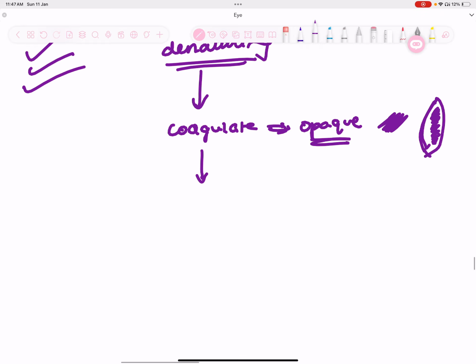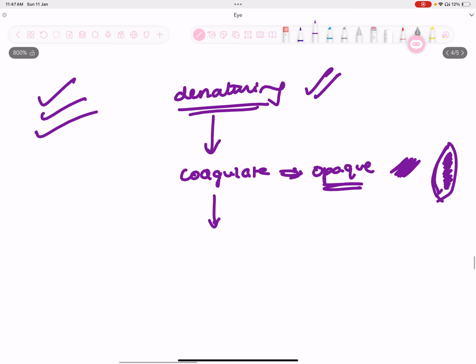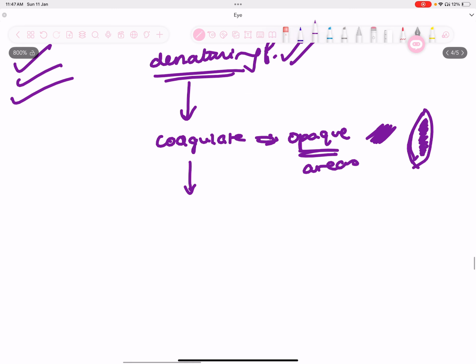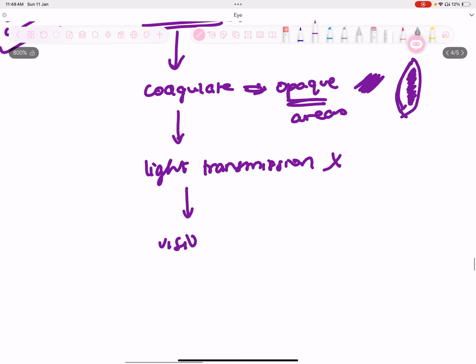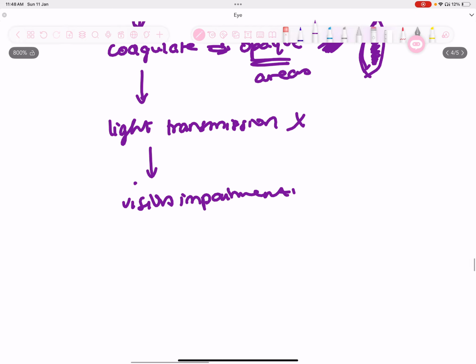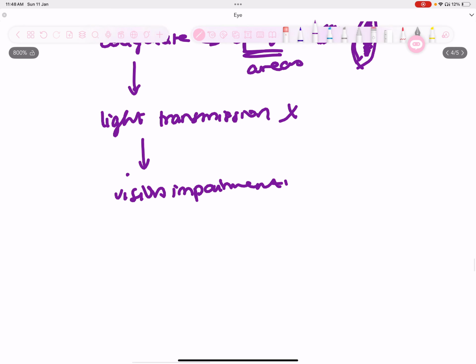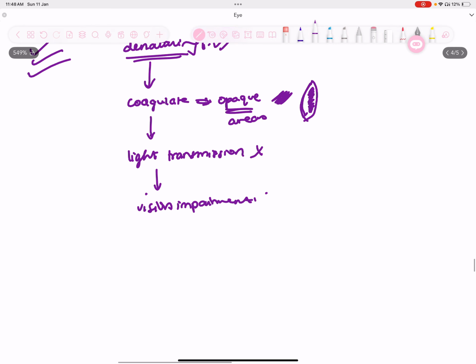So you're understanding what happens? First of all, those proteins get denatured. Then there is coagulation. Those proteins coagulate to form opaque areas. From those opaque areas, the light transmission will be obscured. When that light transmission is obscured, there'll be vision impairment. Obviously the person won't be able to see properly if the light isn't entering the eye sufficiently.